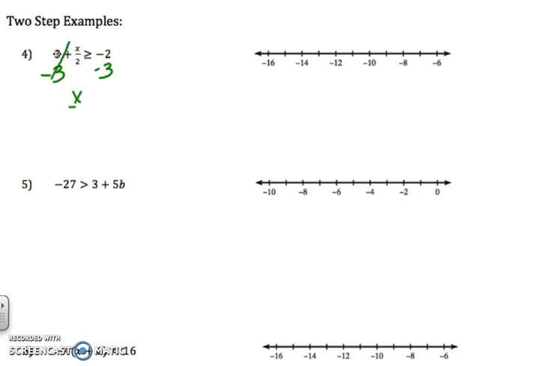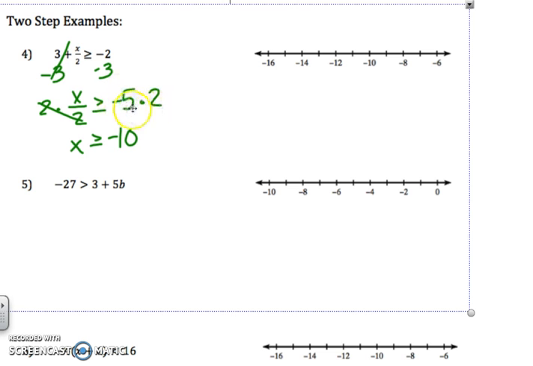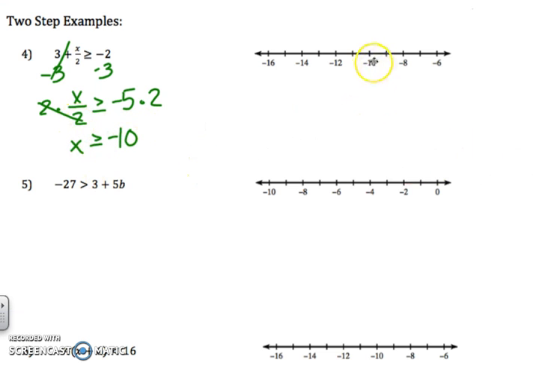I would get x over 2 is greater than or equal to a negative 5. X is dividing by a 2, so I'm going to times by 2 on both sides. My 2's will cancel. X is greater than or equal to negative 10. So remember, even though that 5 was negative and I was multiplying, I multiplied by a positive 2, so my sign does not switch. So it's going to be a closed circle on a negative 10. And then we are going to shade to the right.